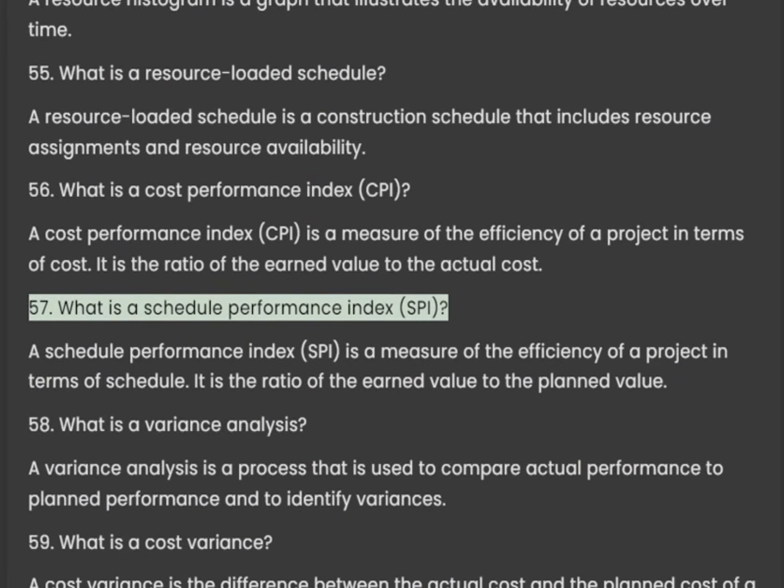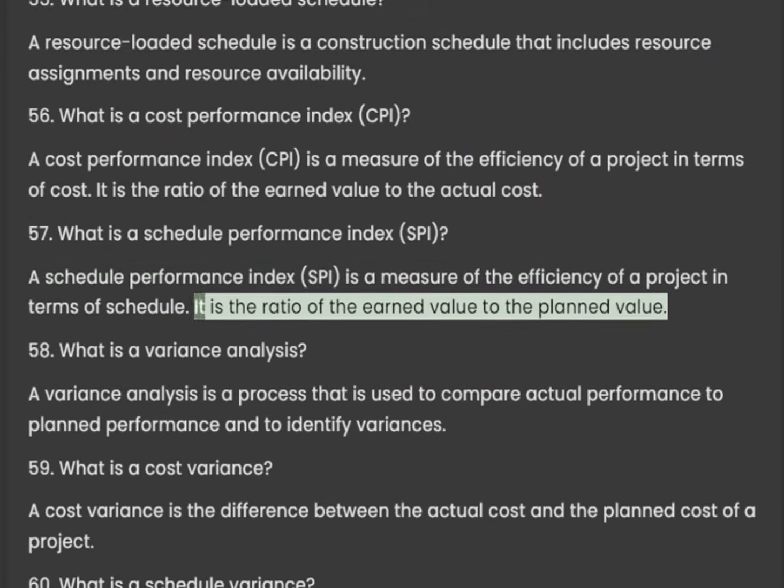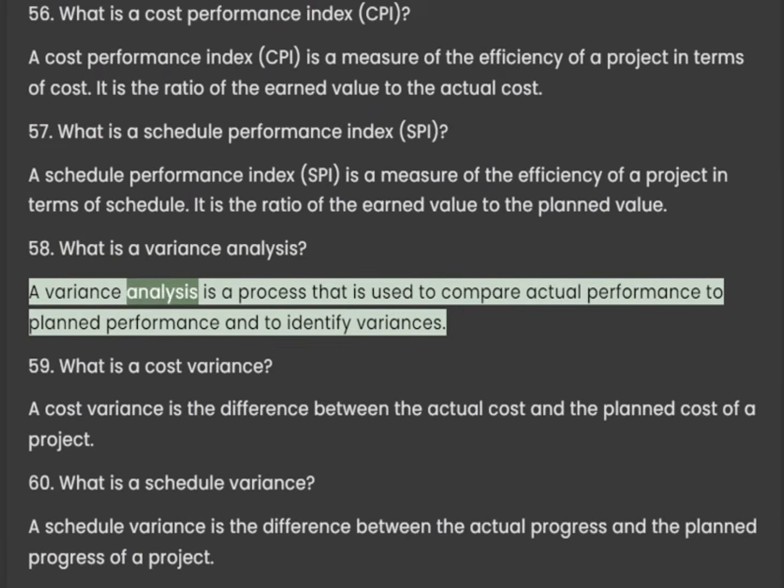57. What is a schedule performance index? A schedule performance index is a measure of the efficiency of a project in terms of schedule. It is the ratio of the earned value to the planned value. 58. What is a variance analysis? A variance analysis is a process that is used to compare actual performance to planned performance and to identify variances.